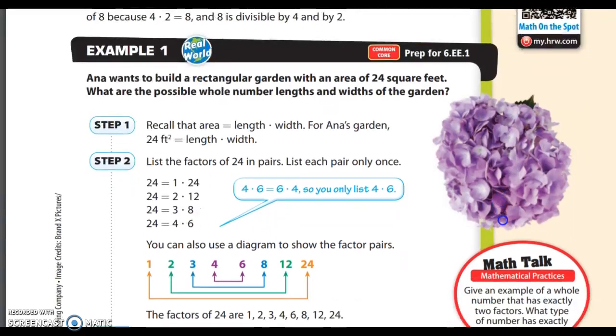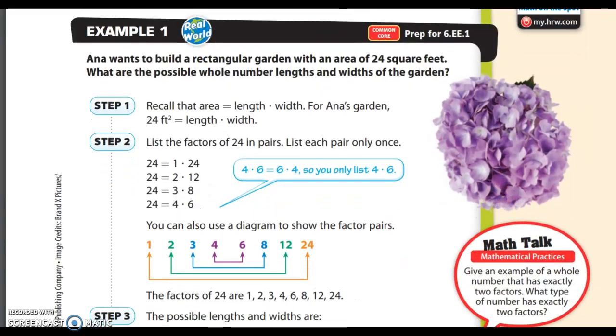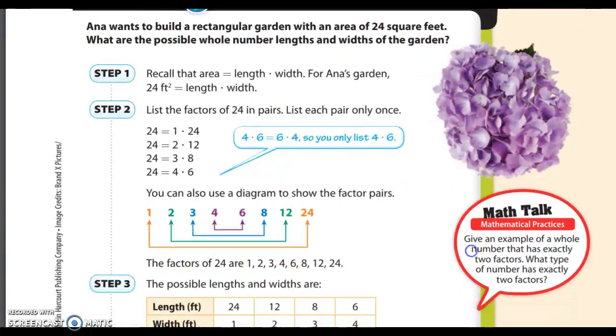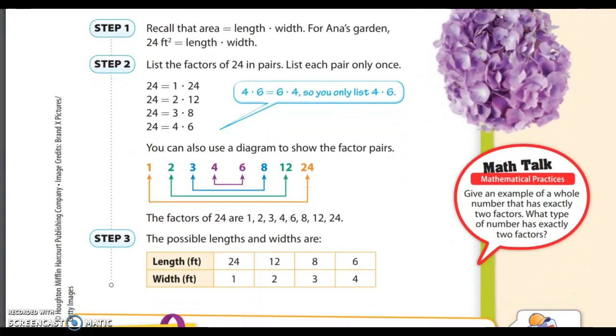Example 1. Anna wants to build a rectangular garden with an area of 24 square feet. What are the possible whole number lengths and widths of the garden? Recall that area equals length times width. For Anna's garden, 24 square feet equals length times width. Step 2, list the factors of 24 in pairs. List each pair only once. So these are all the numbers that could be multiplied together to make 24.